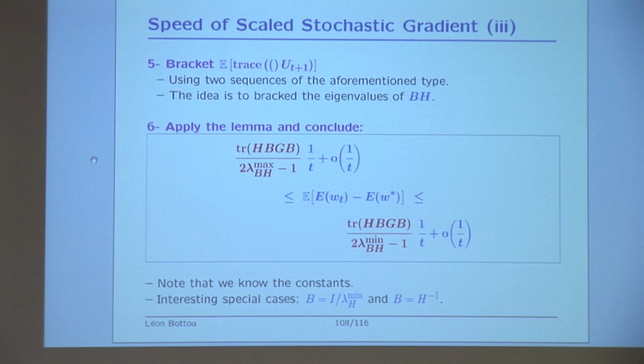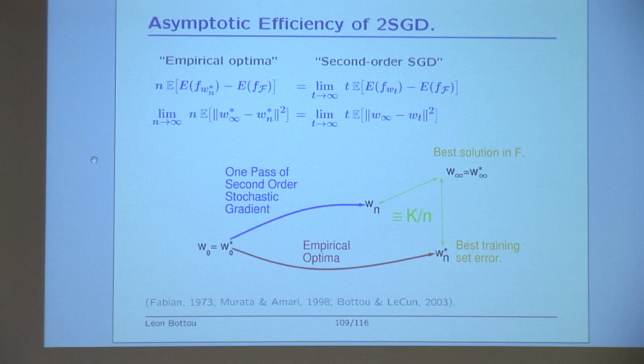So what does it mean? Let's go back to my problem here. It means this. It means that n times the expectation of my error, the excess error for W star n, is equal to t times the expectation for Wt here.